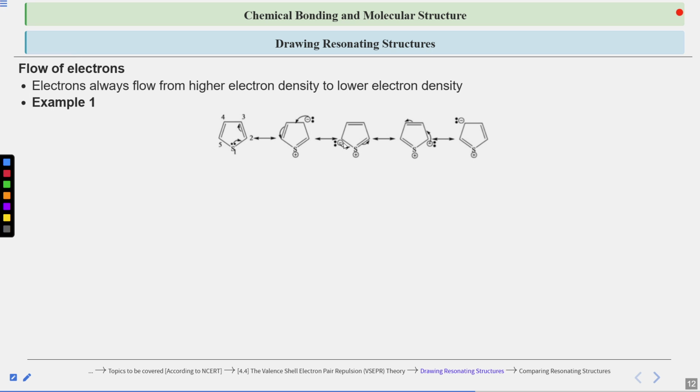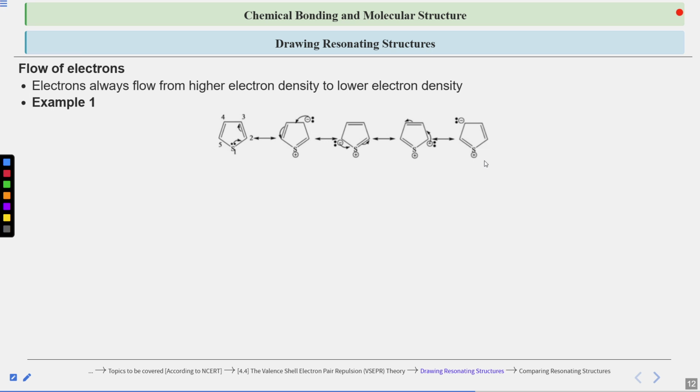Now, in the last part, I have done this same thing. I have rotated it, and it goes on rotating. So this is the resonating structure. Now, if you try this out and come to the last diagram, then you can move this negative charge and get your starting structure back. Just try this by yourself. It's very fun to draw the resonating structure.